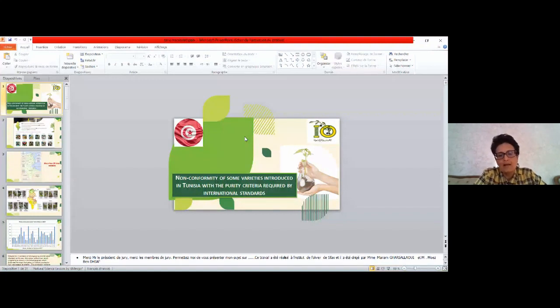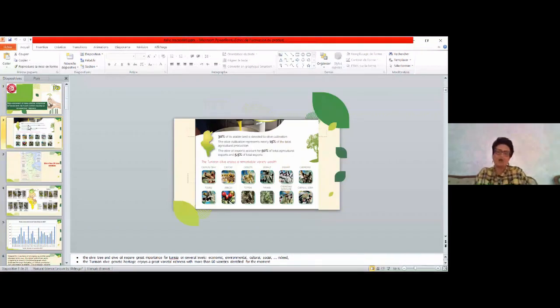As Mr. Perry has said, the presentation has the title: non-conformity of some varieties introduced in Tunisia with the purity criteria required by international standards. As everyone knows, the olive tree and olive oil are of great importance for Tunisia on several levels: economic, environmental, cultural, social. Indeed, the olive genetic heritage enjoys great varietal richness, with more than 60 varieties identified for the moment.